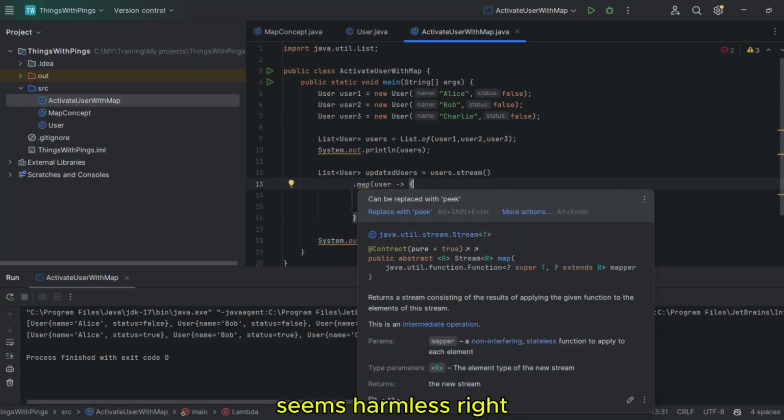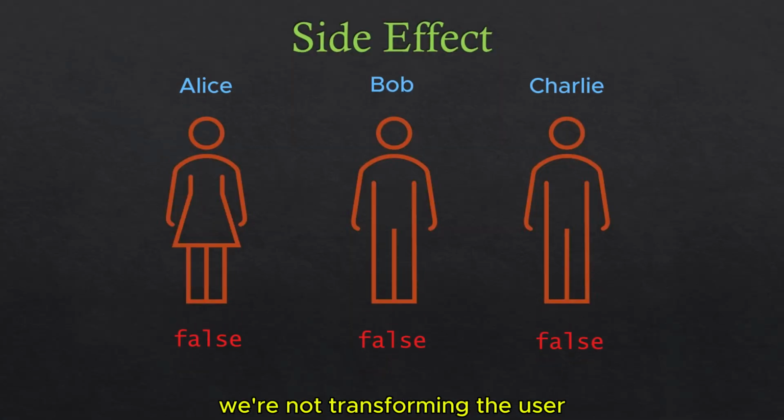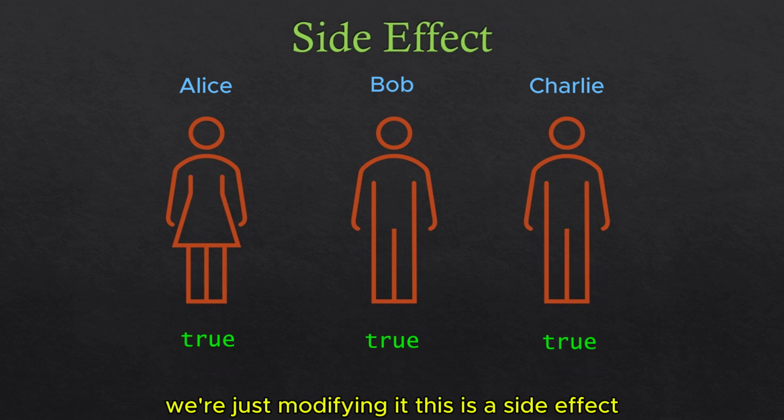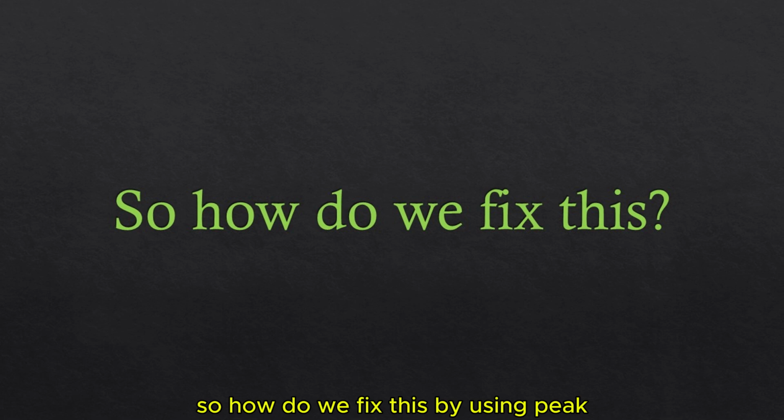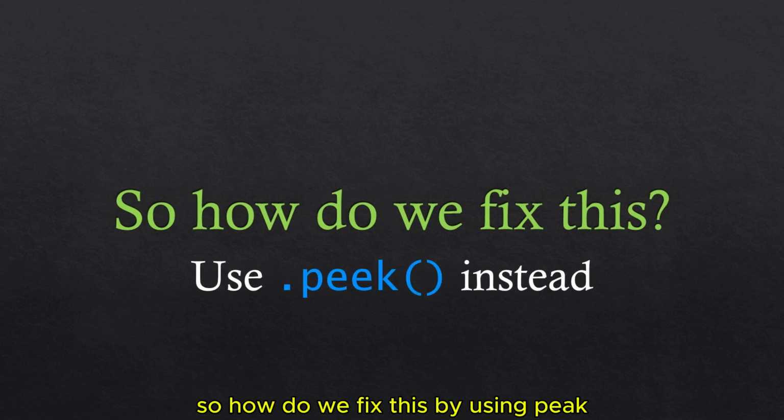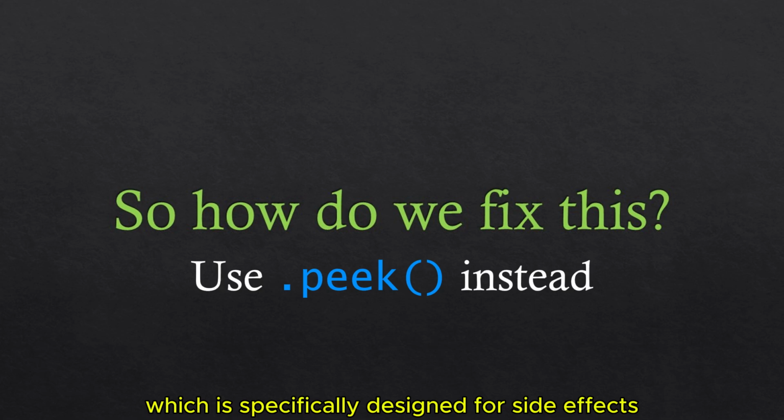Seems harmless, right? But SonarLint doesn't like this. Why? Because you're not transforming, you're just modifying. This is where things go wrong. We're not transforming the user, we're just modifying it. This is a side effect, and that's not what map is meant for. So how do we fix this? By using peek, which is specifically designed for side effects like this.